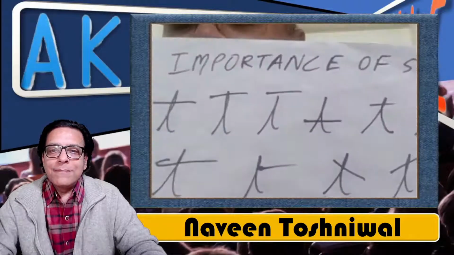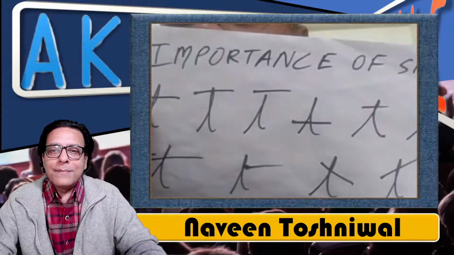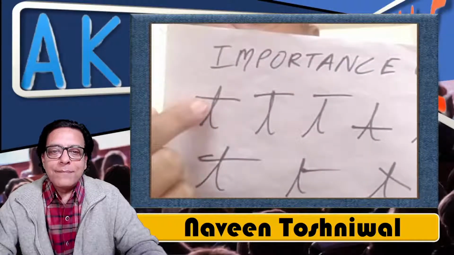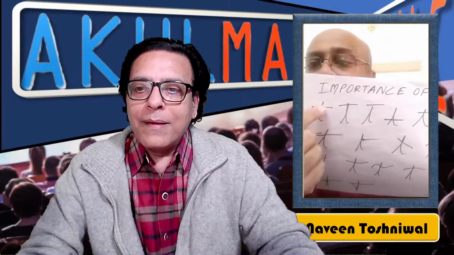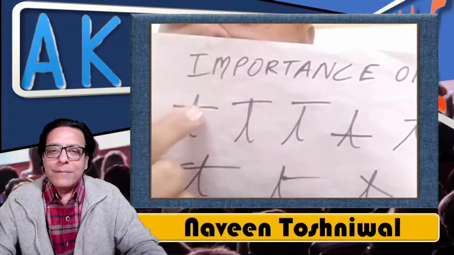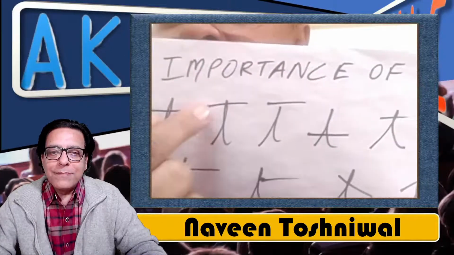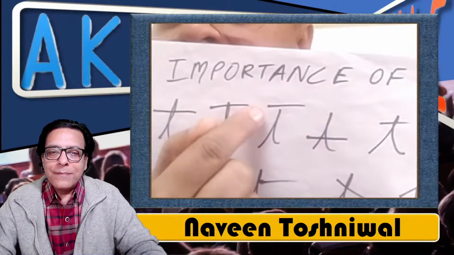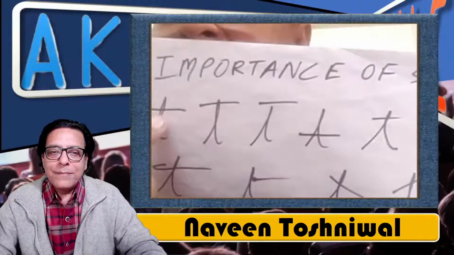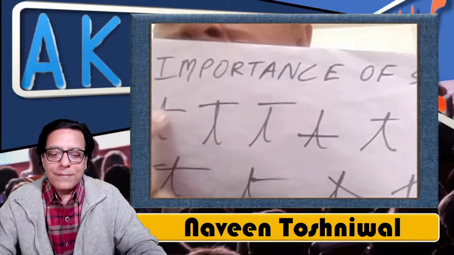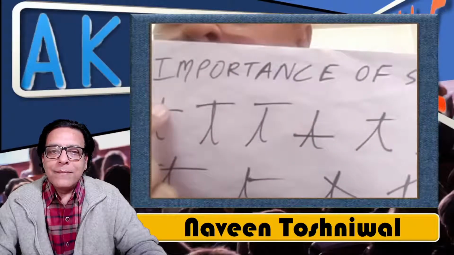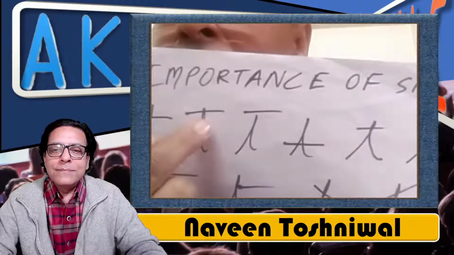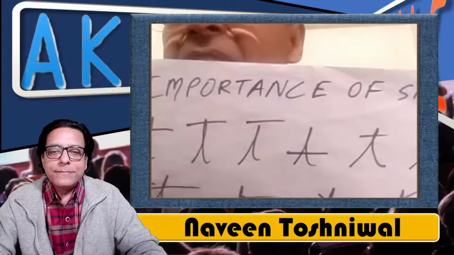See, now here, this is a normal T. I hope you can see it. This T bar is crossing the T stem, and this T bar is slightly on the higher side. This sort of T bar, which is closer towards the top but not going above the stem, shows people who are ambitious and have a well-defined long-term goal.